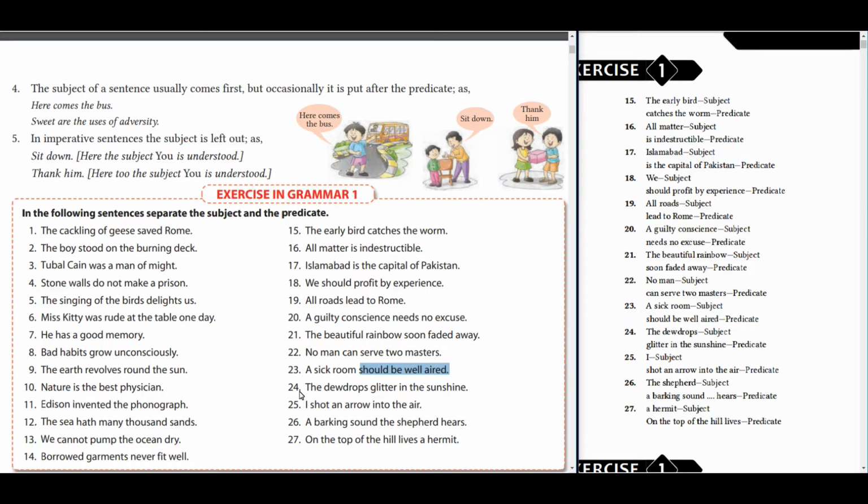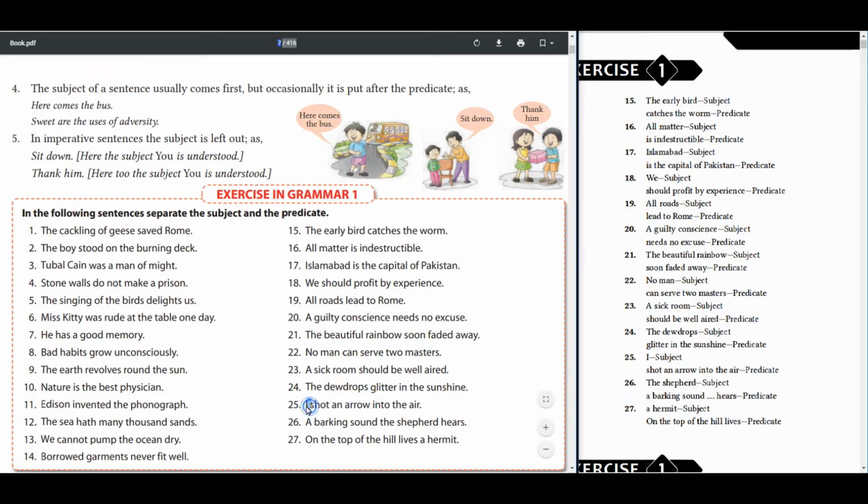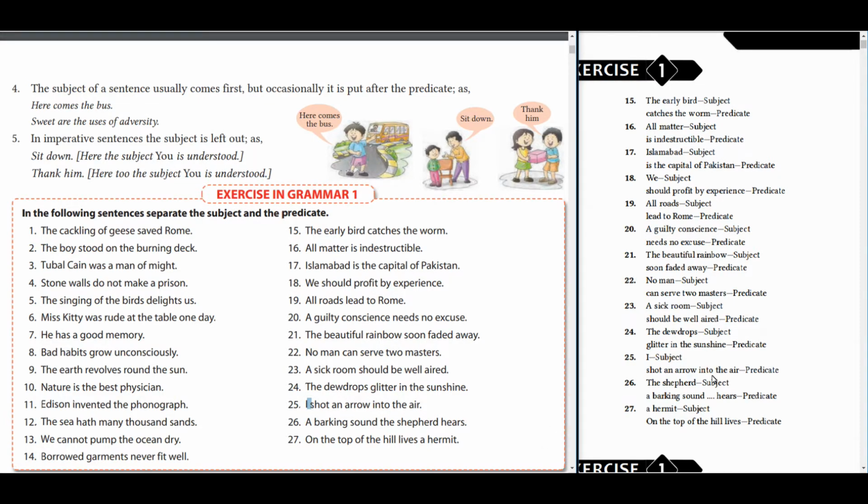Number 24. The dewdrops glitter in the sunshine. The dewdrop, that is doing something. It performs some function. So the dewdrop is a subject. Glitter in the sunshine is a predicate. I shot an arrow into the air. I is a subject. Shot an arrow into the air, predicate.